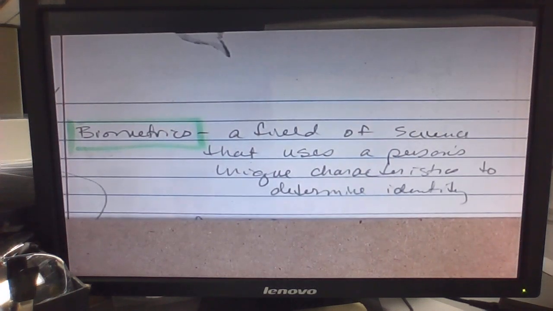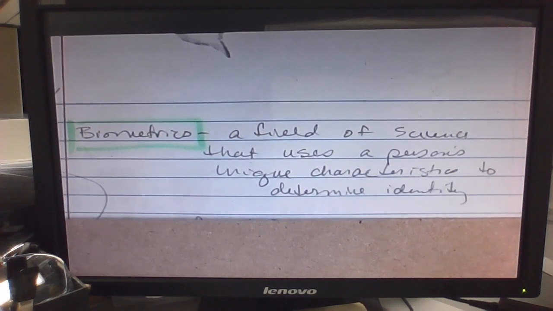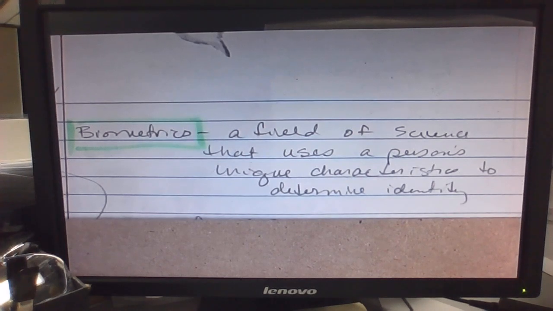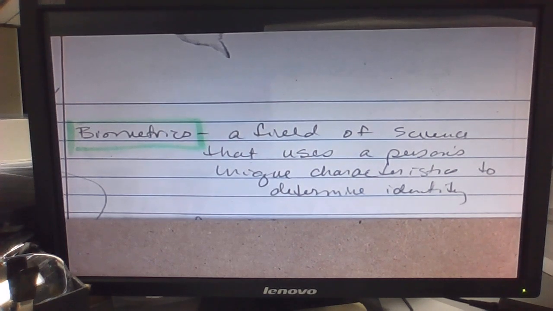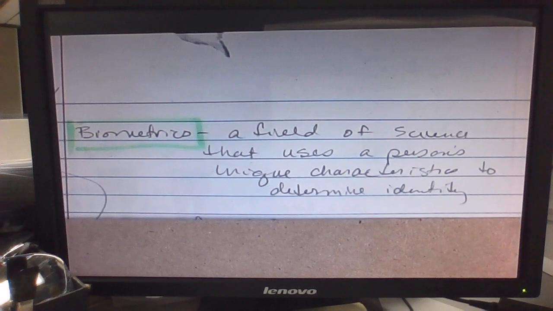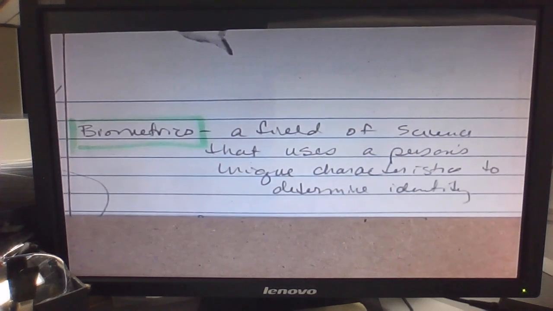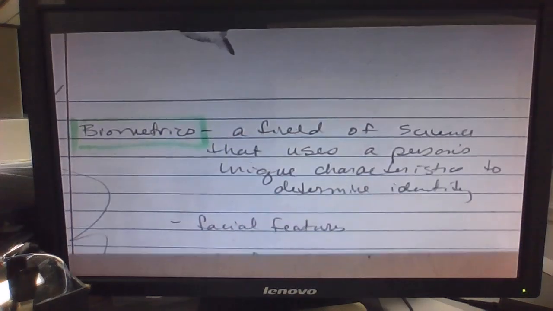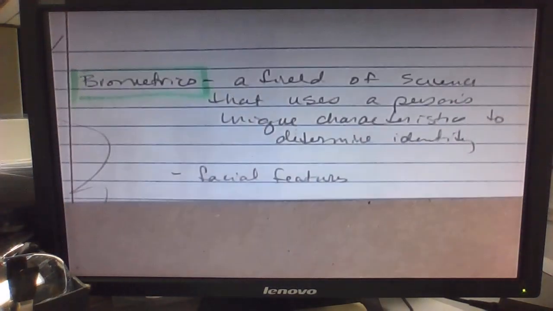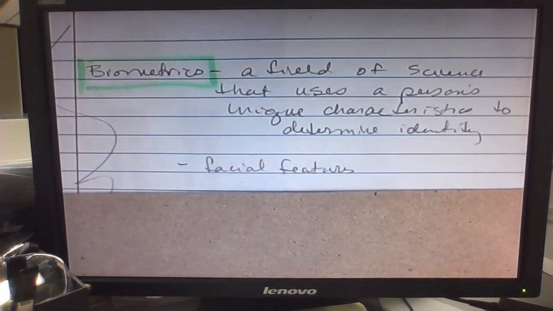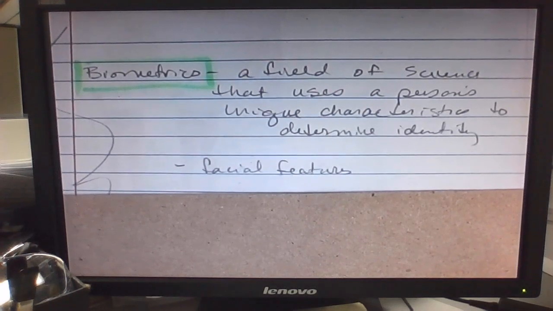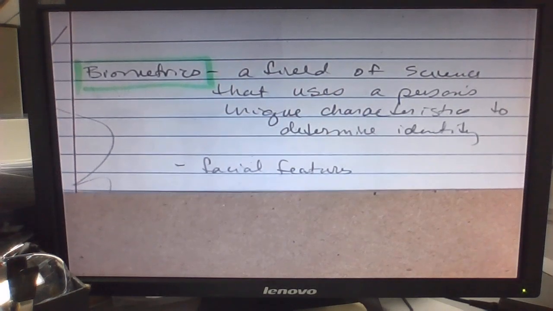Biometrics is a field of science that uses a person's unique characteristics to determine identity. So some examples are facial features. There are facial recognition programs, computer programs that are out there and are already being used to identify people.